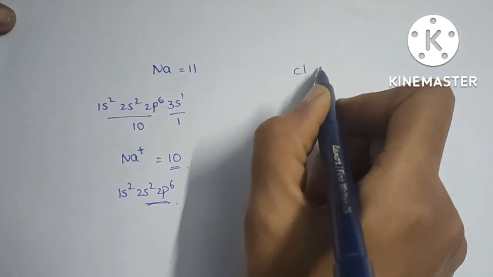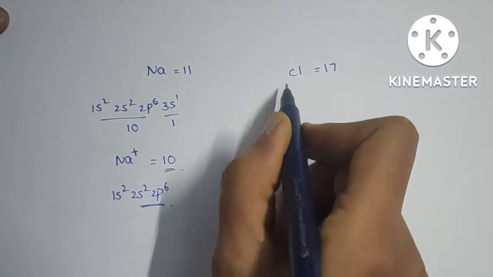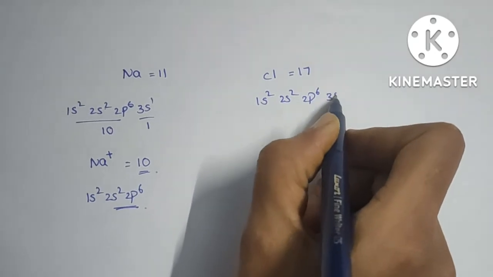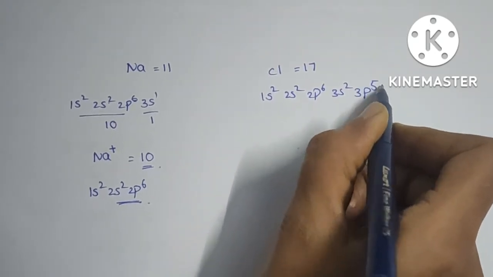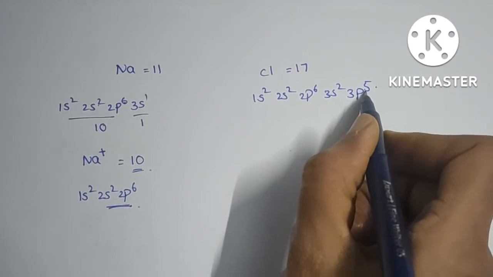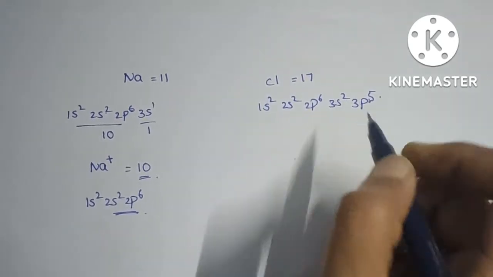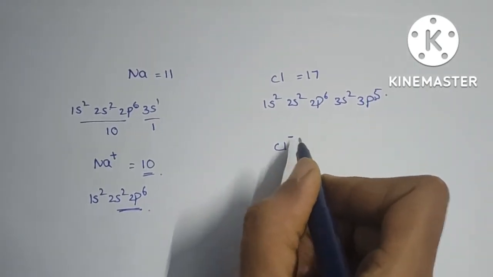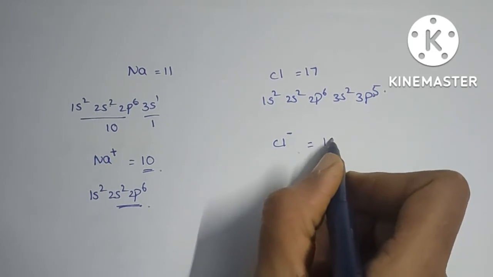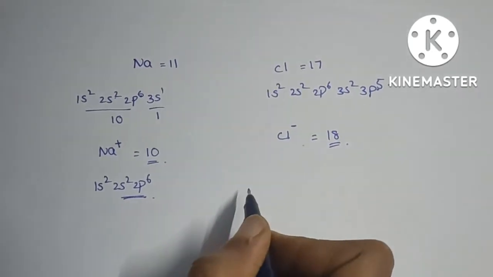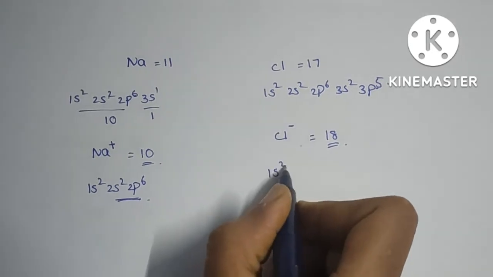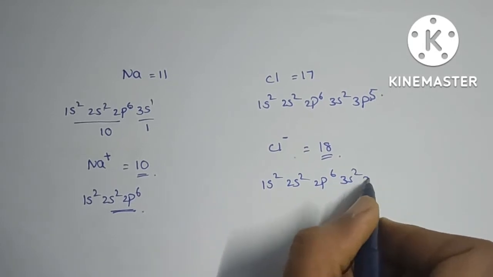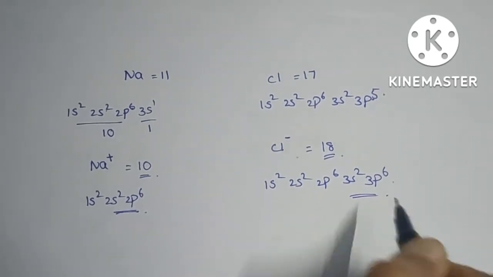And in chlorine, 17 electrons are there. The electronic configuration of chlorine is 1s2, 2s2, 2p6, 3s2, 3p5. In order to attain 8 electrons in the outermost shell, chlorine can gain 1 electron. So, by gaining 1 electron, it can form an anion, Cl-. So, it can attain 18 electrons: 1s2, 2s2, 2p6, 3s2, 3p6. In the outermost shell, it can attain 8 electrons.